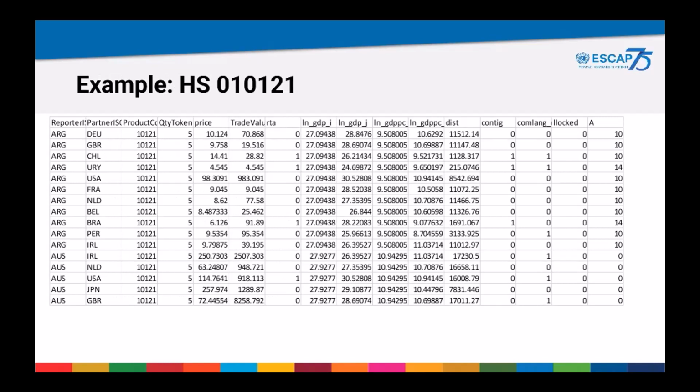So here's an example of a data set that we have just for one file. We have 5,203 of those files, one for each different HS code at 2012 version. It has reporter, partner, product code, quantity token, and the price, which is derived through the trade value. So basically you can get the quantity by multiplying it the other way around. It also has whether they have an RTA, log GDP, GDP per capita, distance, contiguity.